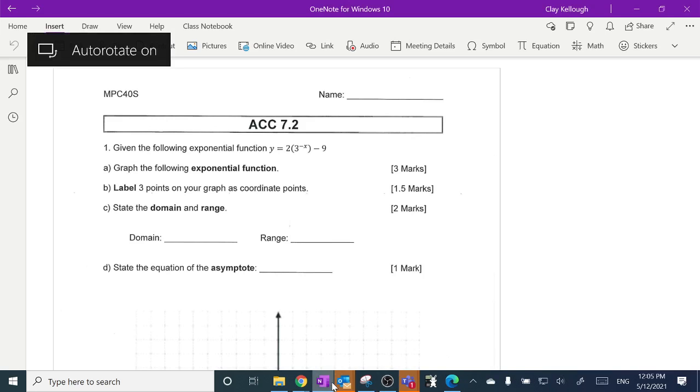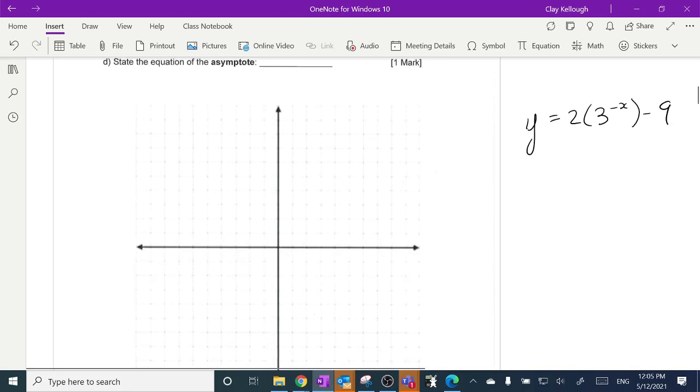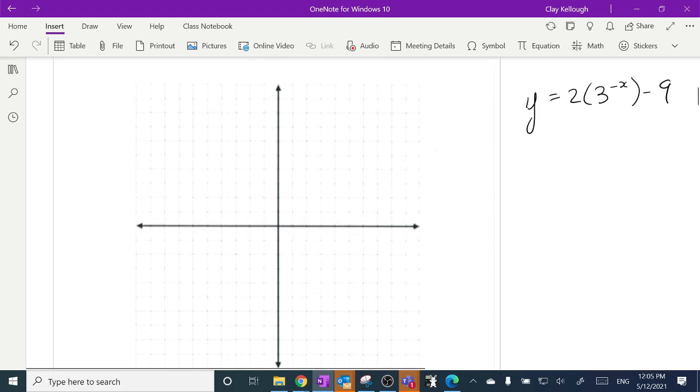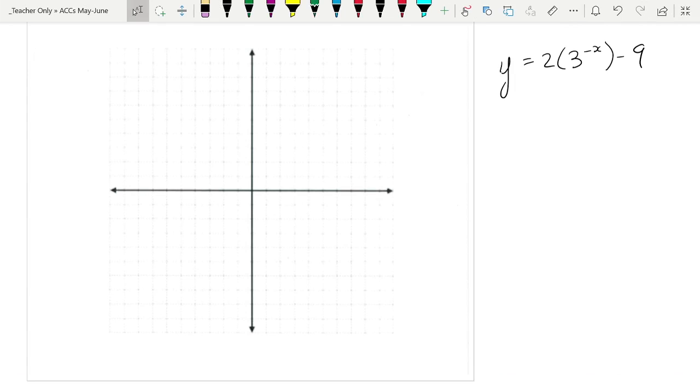Graph the following exponential function. Okay, so I'm going to have to move this up so I can see, and I'll write it over here. There. So that's what I'm graphing. And okay, so my parent function for this, it's always nice when you're doing transformation style graphing to have your parent function kind of handy. So y equals 3 to the power of x. So what does that look like?